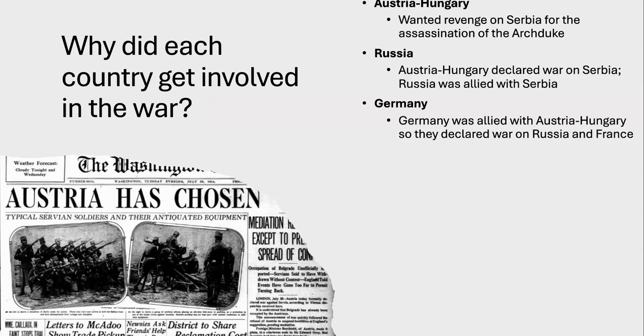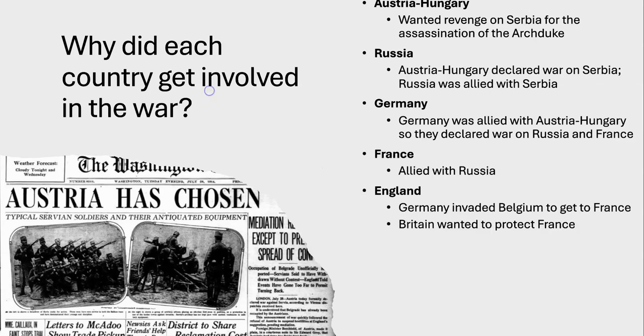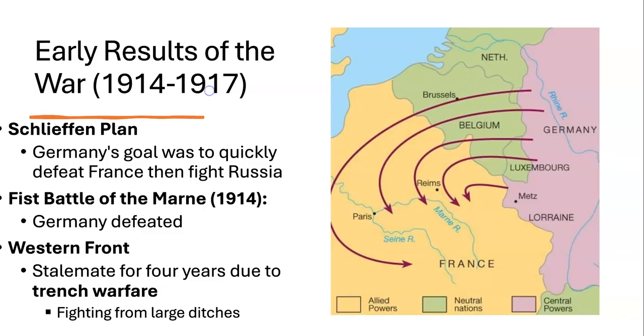Austria-Hungary declares war on Serbia, so Russia steps in to support Serbia. Germany was allied with Austria-Hungary, so they declared war on Russia and France. And France was allied with Russia, so they're pulled into it. And then England, here's England's part in this. Germany invades Belgium to go after France, and when that happens, Britain wanted to obviously protect France, so England steps into the war.